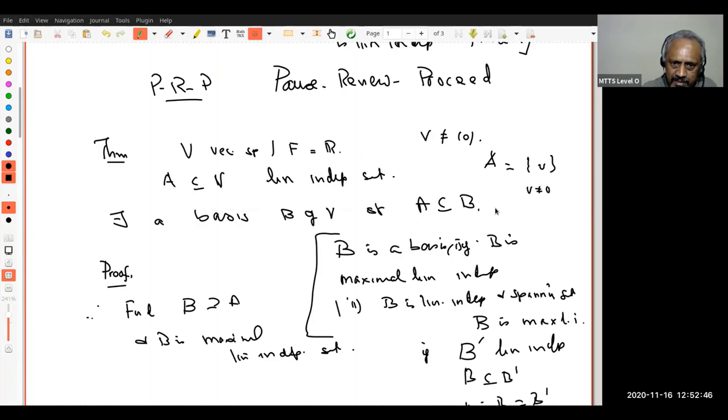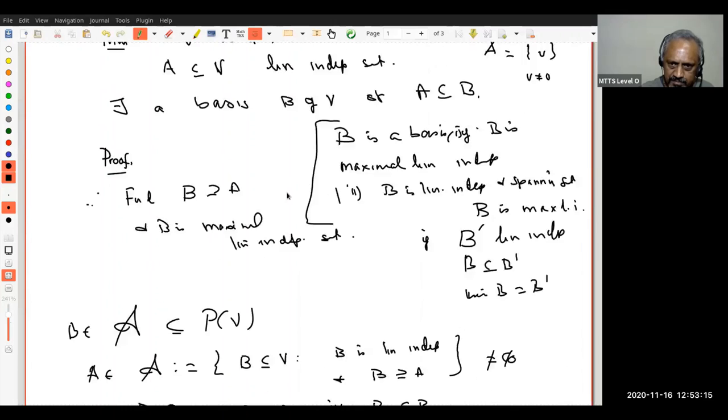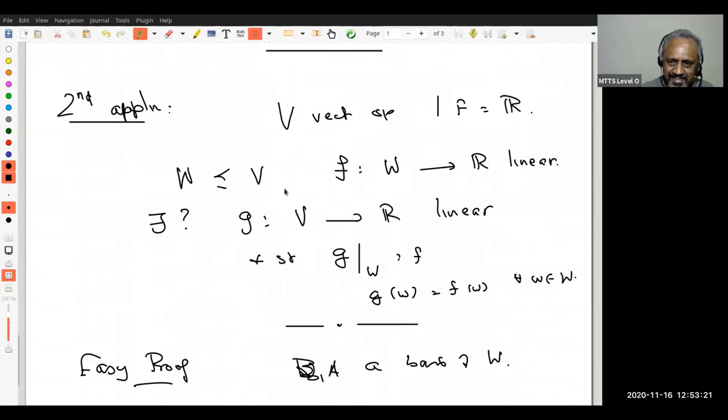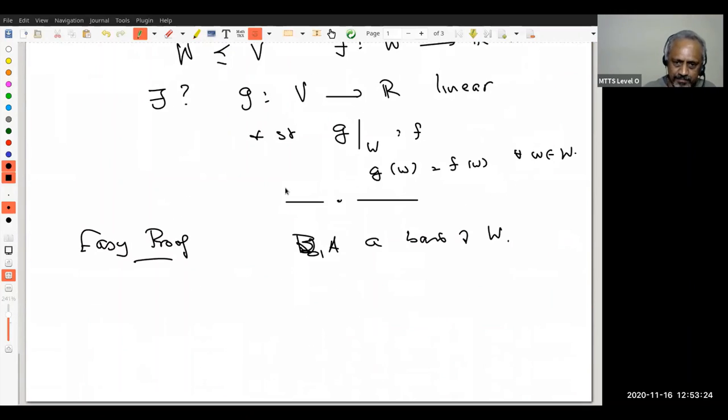Are you following me? See, I only proved there is a basis. From this, how do I conclude any vector space has a basis? So I have to start with A. Which A will I start with? Since V is non-zero, start with any non-zero vector v. Consider the singleton set {v}. Then that's a linearly independent set. Therefore, there is a basis B of V. So this theorem actually proves the existence of a basis. Now you can see how I go back and forth. Anyway, come back.